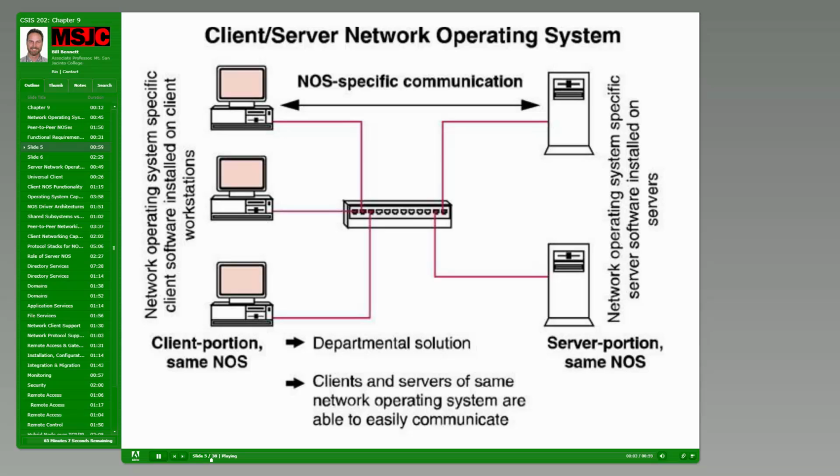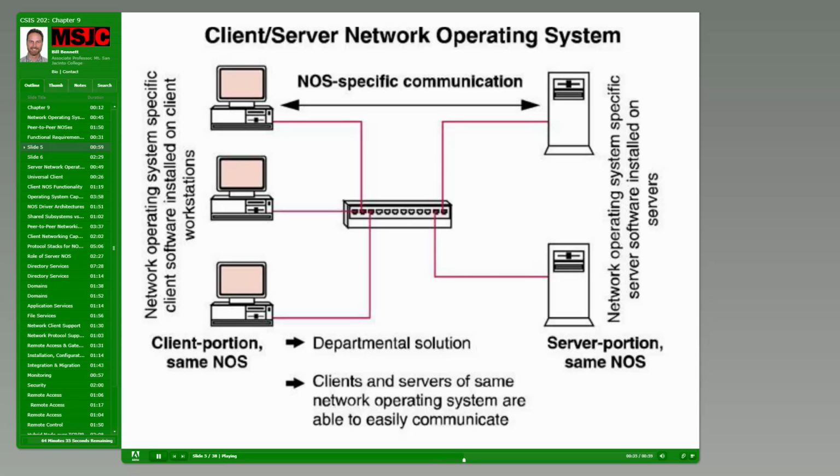This graphic shows the traditional client-server network operating system. Basically what it's depicting is the workstations on the left, which have the client portion of the network operating system, communicating with the servers on the right, which consisted of the server portion of the network operating system. And in this example, in the beginnings of early client-server networking, they were pretty much running the same operating system on both sides, both on the client side and on the server side.